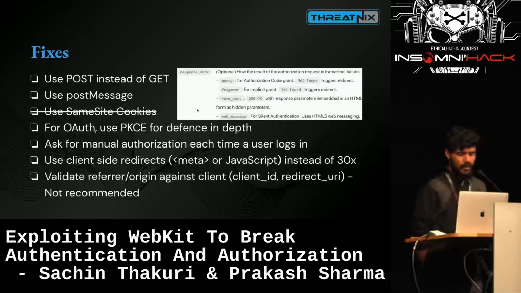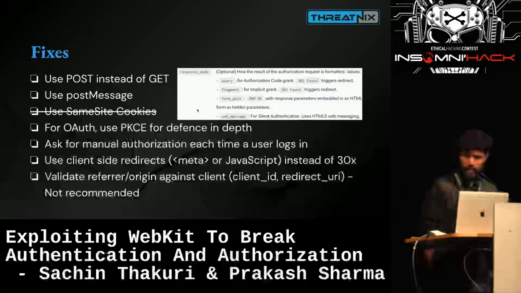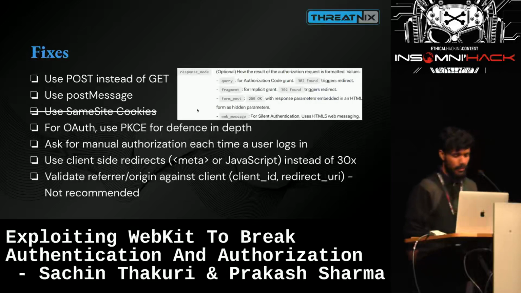And the second one is to use POST methods for cross-domain communication. These two fixes are already available for OAuth and OpenID Connect, as can be seen in the image on the right. They can be specified via the response_mode parameter as long as the authorization server supports them. However, it's still necessary to disable or remove the support for query and fragment modes, which are the 302 server-side redirect modes.